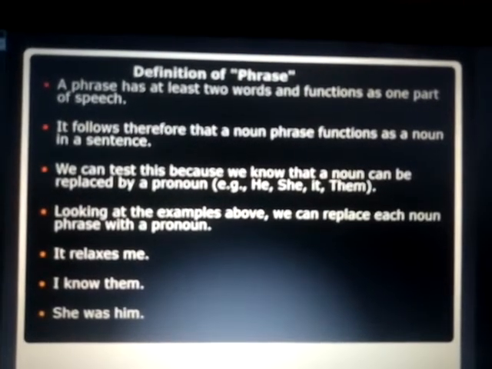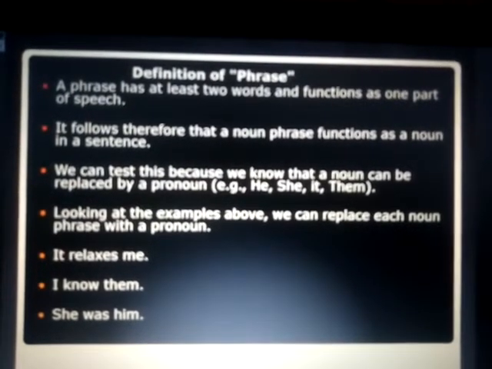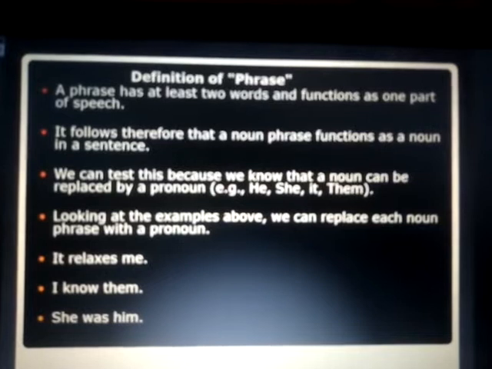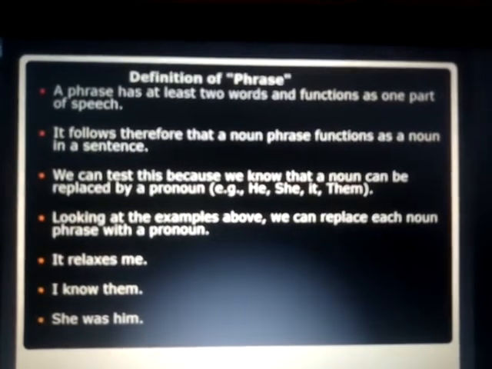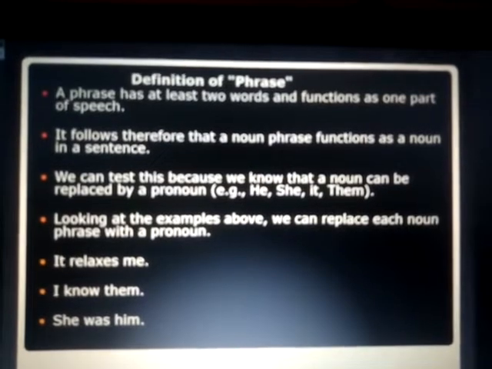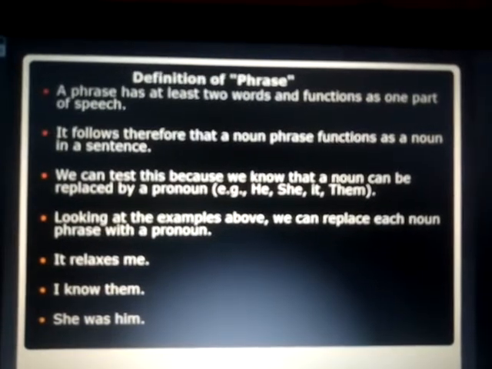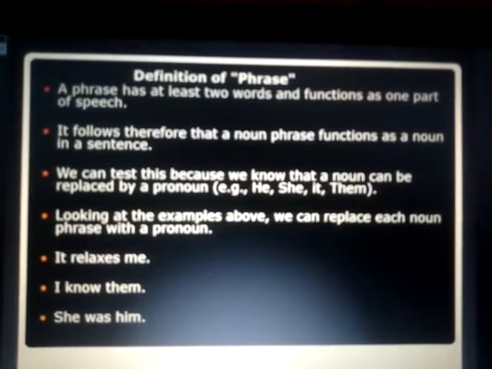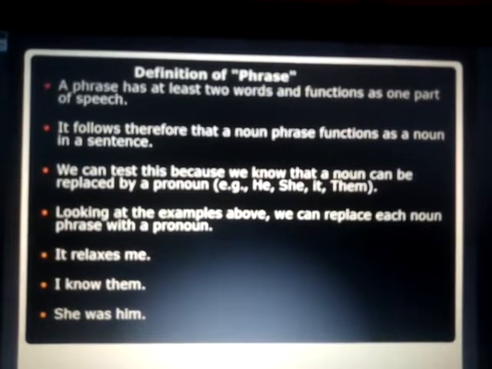It follows, therefore, that a noun phrase functions as a noun in a sentence. We can test this because we know that a noun can be replaced by a pronoun. Example: he, she, it, them.